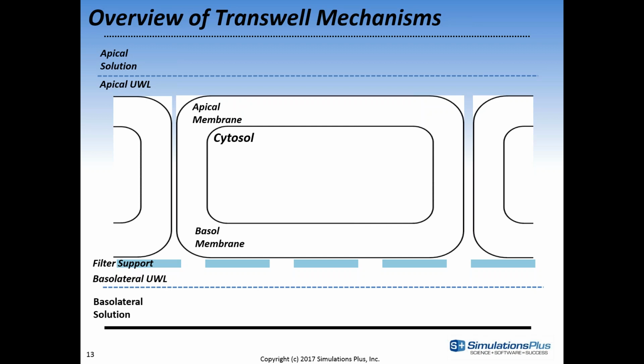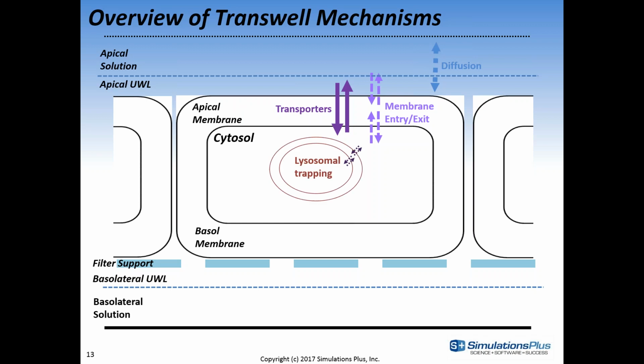If we dose the drug to the apical compartment, we'll first get diffusion through the unstirred water layer to the surface of the cells, at which point the drug can permeate through the cell membrane. If it's a lipophilic drug, it can enter the membrane and then exit into the cytosol. It could be transported through active transport into the cytosol, or if you have PGP efflux, it could be effluxed from the cytosol back out into the apical solution.